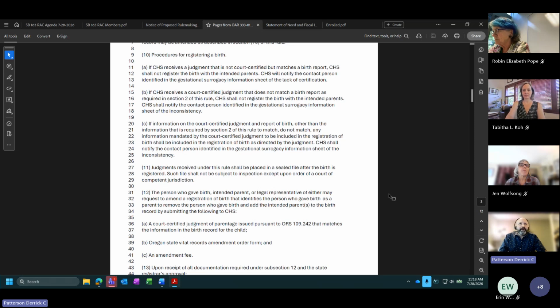C, if information on the court-certified judgment and report of birth, other than the information that is required by Section 2 of this rule to match, do not match, any information mandated by the court-certified judgment to be included in the registration of birth shall be included in the registration of birth as directed by the judgment. CHS shall notify the contact person identified in the gestational surrogacy information sheet of the inconsistency. Any feedback on this section?